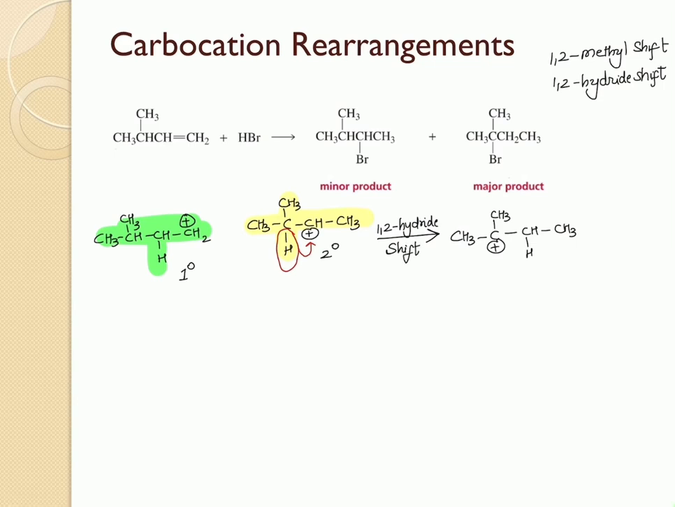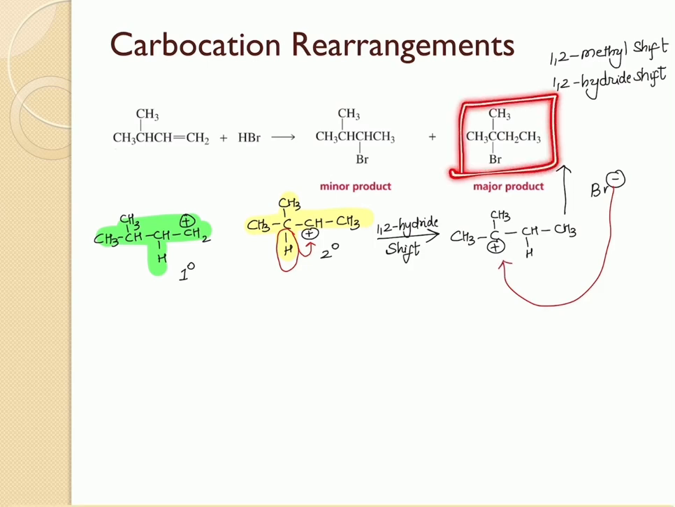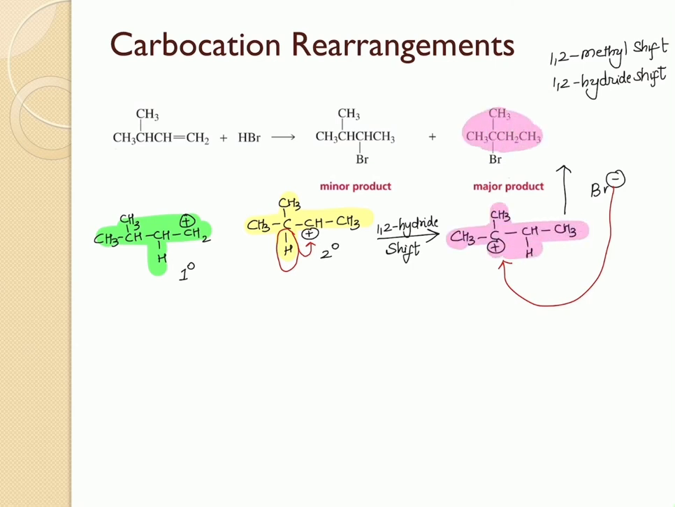Now in the next step, this tertiary carbocation will be attacked by the nucleophile, here in this case Br minus, to give our final product, which is our major product. So this is a tertiary carbocation and this is a major product.